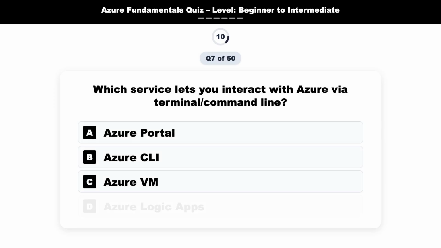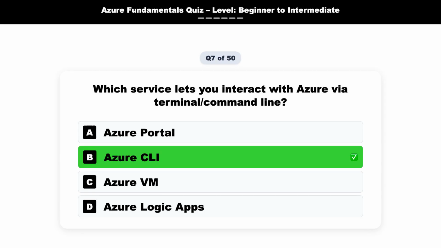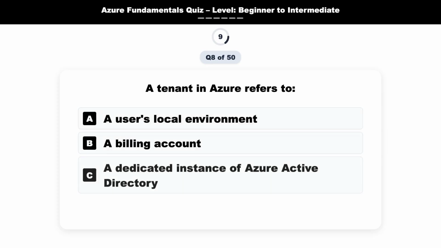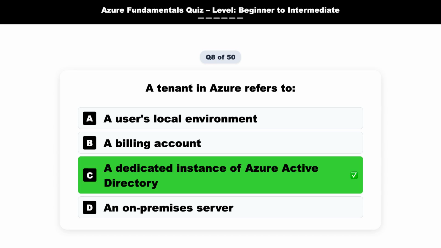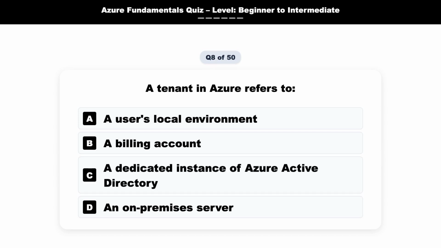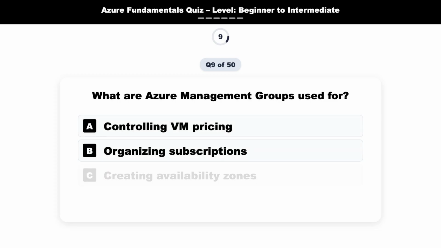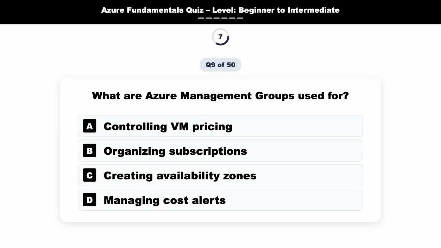Question 7. Which service lets you interact with Azure via terminal or command line? Question 8. A tenant in Azure refers to what? Question 9. What are Azure management groups used for?